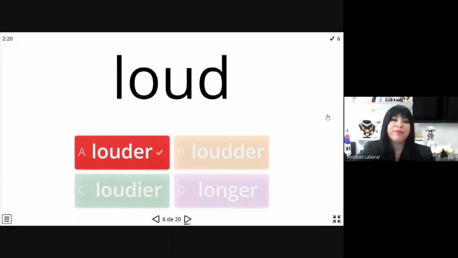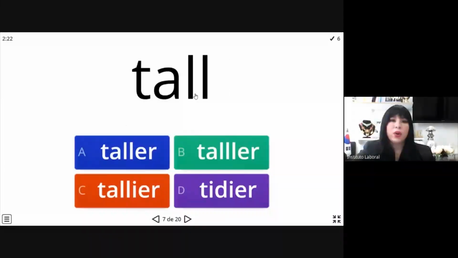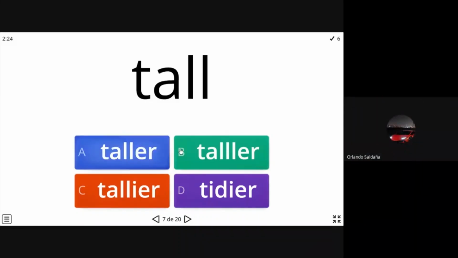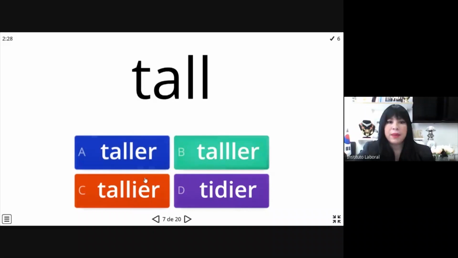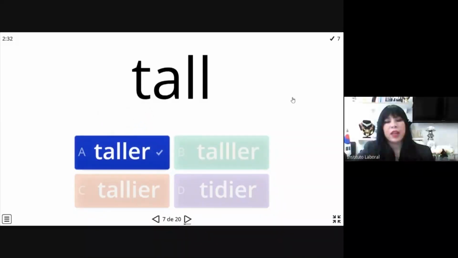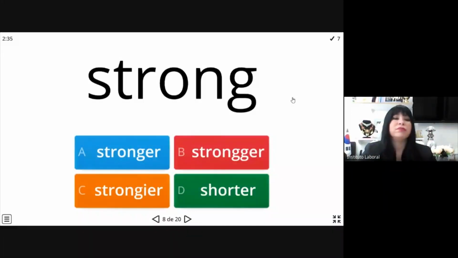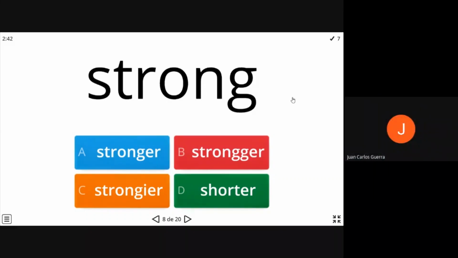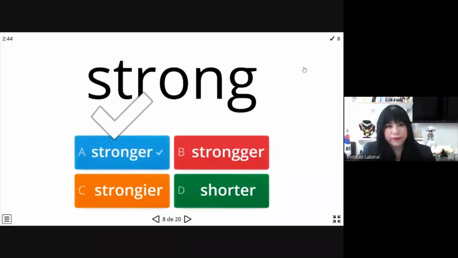Louder. Loud. Okay. Louder. Tall. A, B, C, D. Tall. A. Taller. All these are one-syllable adjectives. Strong. A, B, C, or D? A. Stronger. Excellent.